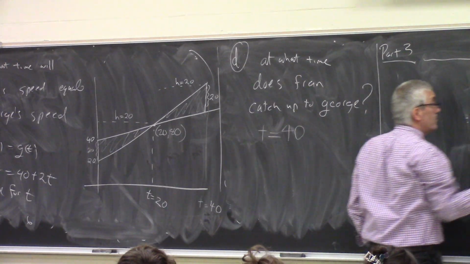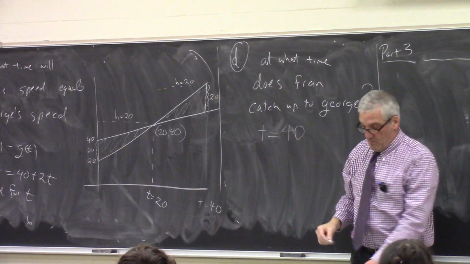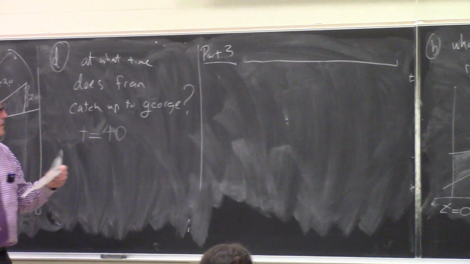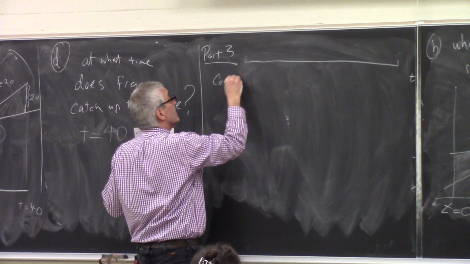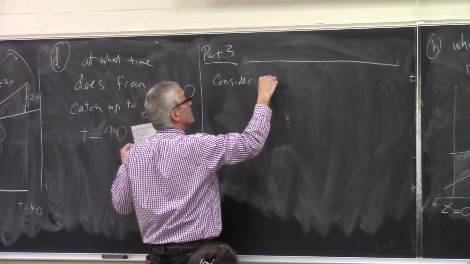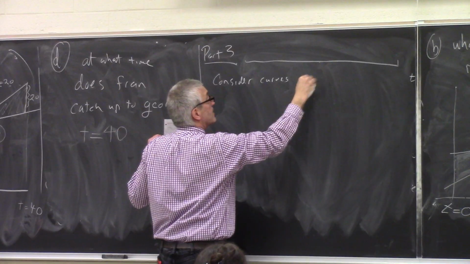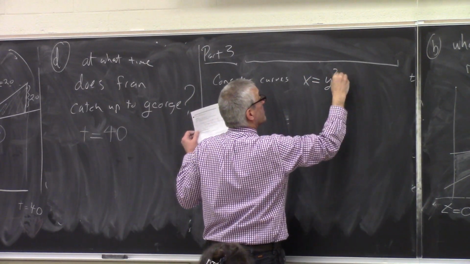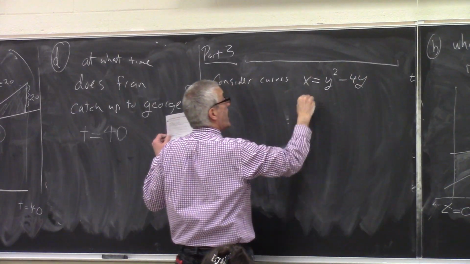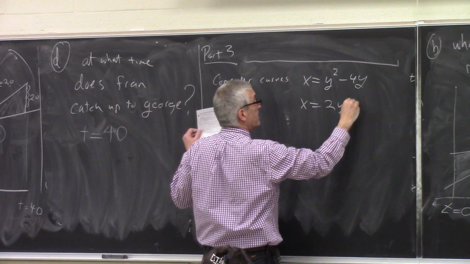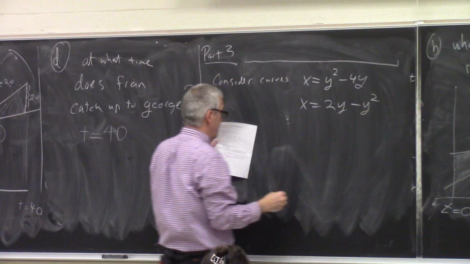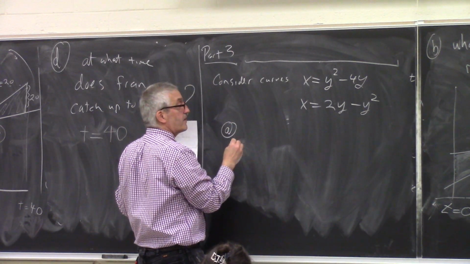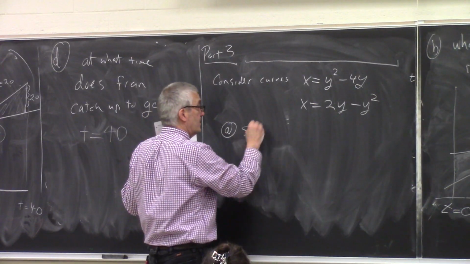Okay, part 3. I'm not going to give you the title yet. Consider the curves x equals y squared minus 4y and x equals 2y minus y squared. A, sketch the graphs together on the same axes.